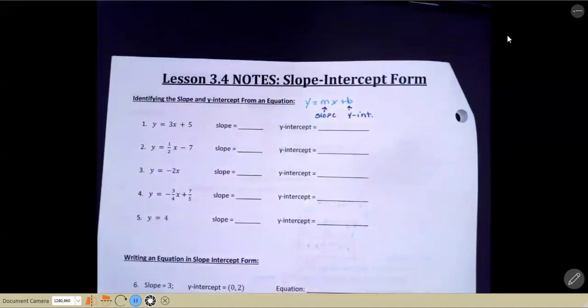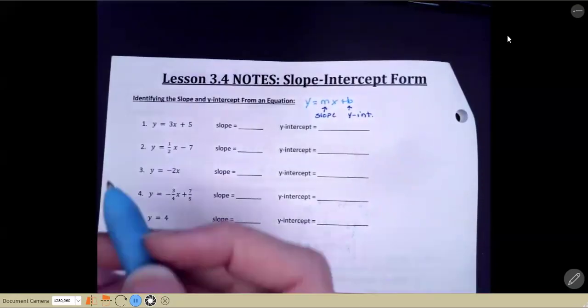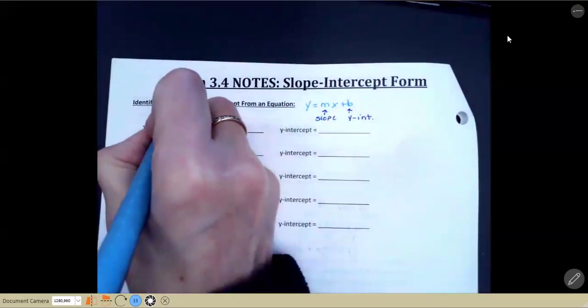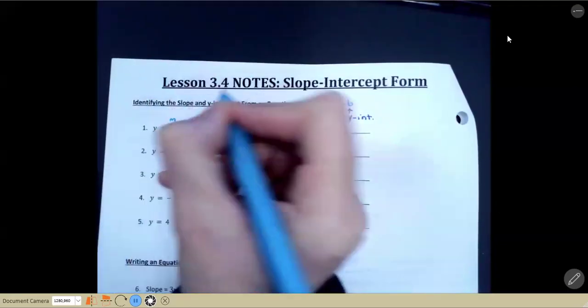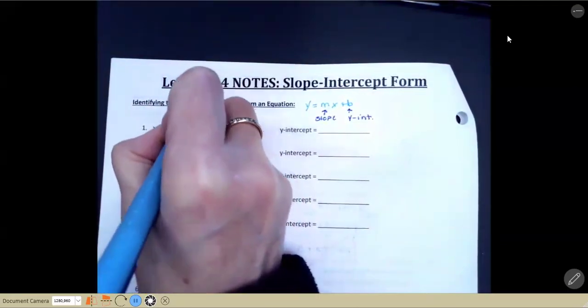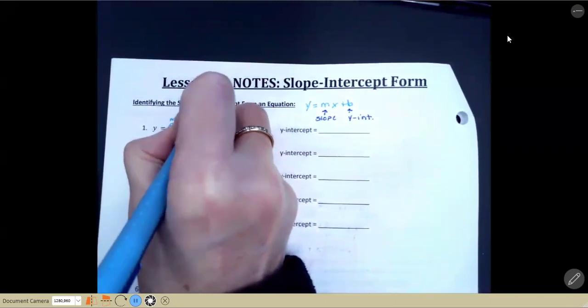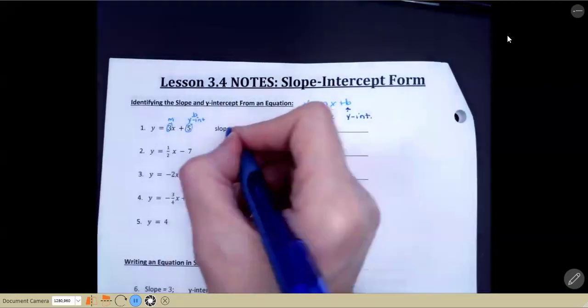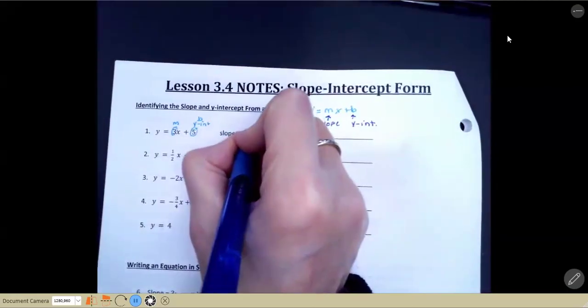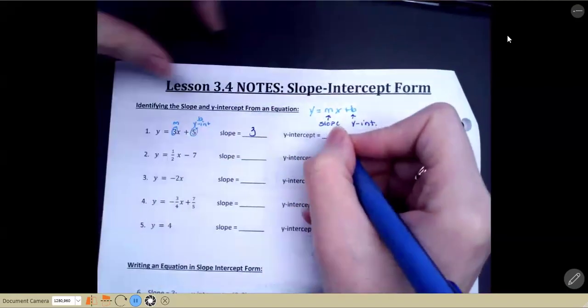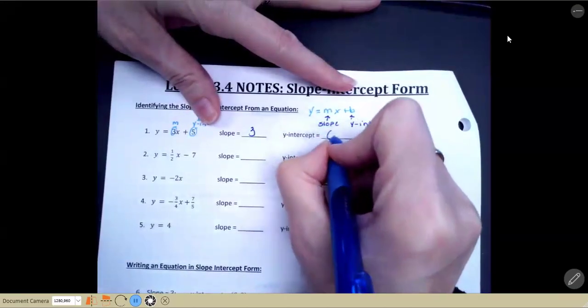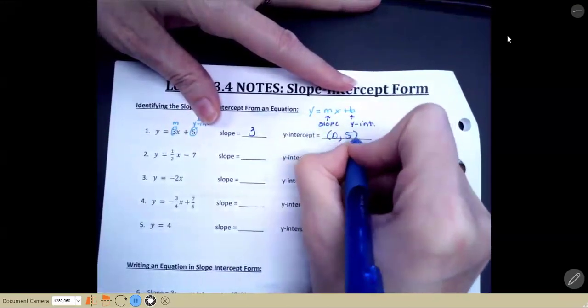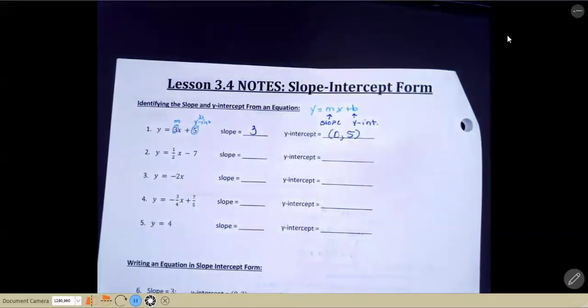All right, so in looking at this equation, 3 is where your slope is, 5 is the y-intercept, okay, or the b. So what is the slope? The slope is 3. What is the y-intercept? It's 5, and rewrite it as an ordered pair, 0, 5, just like that, okay?